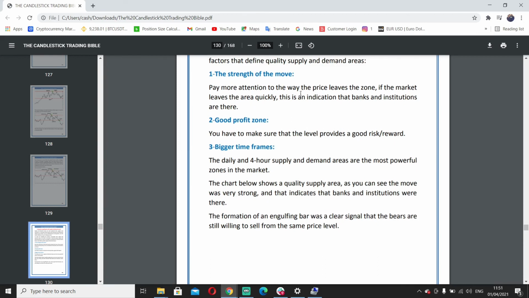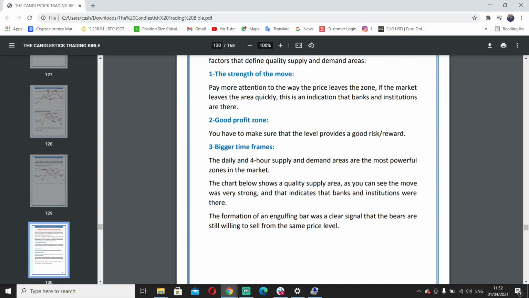Pay more attention to the way that the price leaves the zone. If the market leaves the area quickly, this is an indication that banks and institutions are there. 2. Good profit zone. You have to make sure that the level provides a good risk to reward. 3. Bigger time frames. The daily and 4-hour supply and demand areas are the most powerful zones in the market.